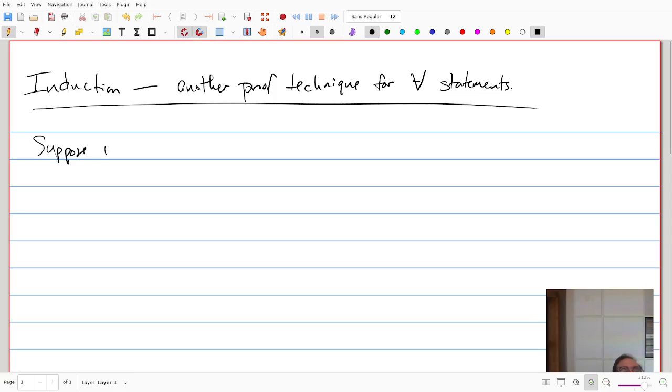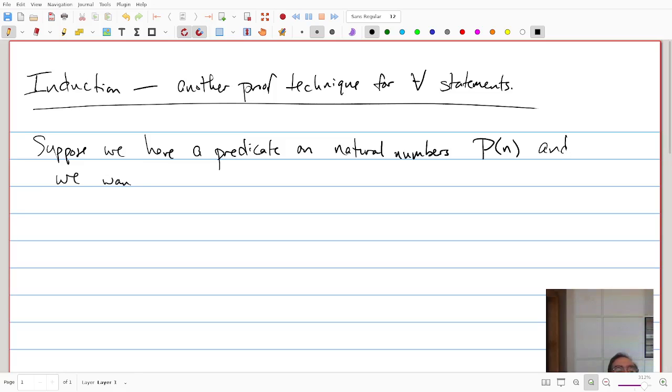So suppose that we have a proposition, or I should say a predicate, on natural numbers, P of n, and we want to prove that for all natural numbers n, P of n. So P represents some property that a natural number could have or not, and we want to show that actually every natural number has this property.